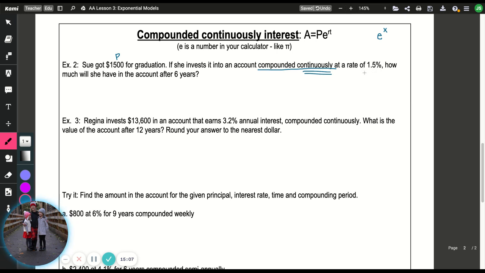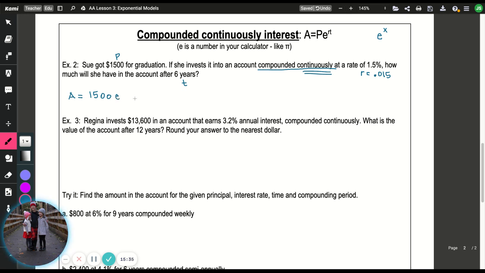The rate is 1.5. So as always, we're going to change that to a decimal, 0.015. So we move the decimal left twice. How much will she have in the account after 6 years? So 6 years is your time. How much is she going to have in the account? P, her principal that she invests, is $1,500.